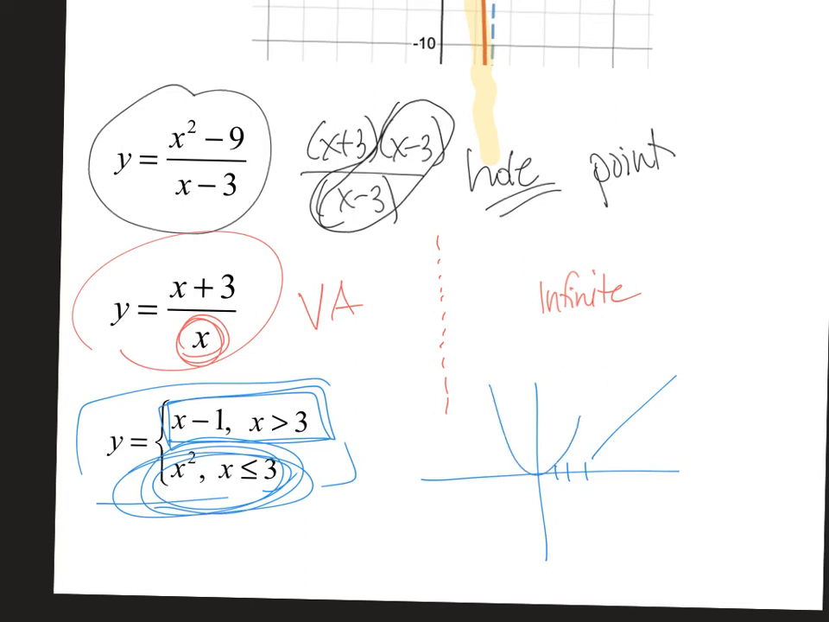The question is, does this point match up with this point? And the way to tell is by plugging in 3. So when I plug 3 in here, I get 2. And when I plug 3 in here, I get 9. Those are not the same number. So there definitely is some sort of a jump that is happening. All right, so again, you don't have to graph perfectly, but maybe a little sketch could help you determine whether it's a point, infinite, or jump discontinuity.